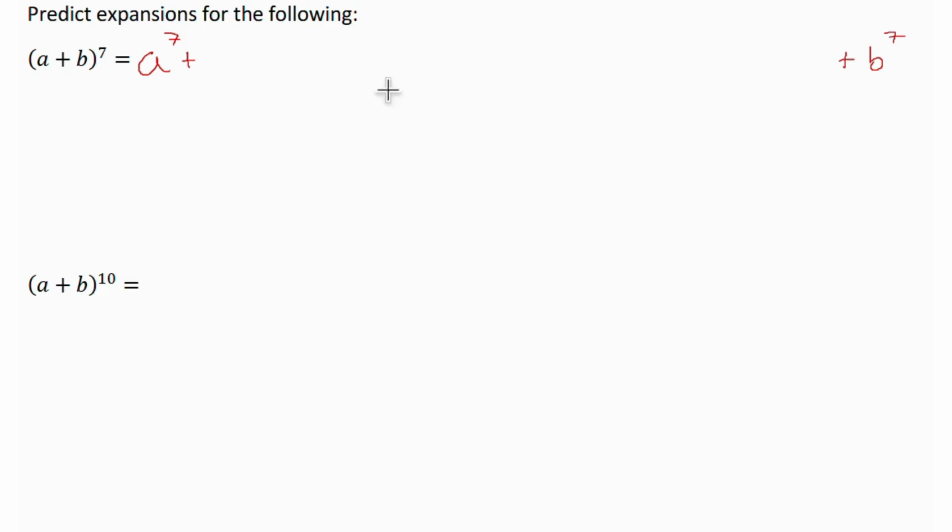Now you may have noticed some other things. The next term is a to the power of 6b, and sort of symmetrical, this one is a b to the power of 6. Now there is a number multiplying in front of these two. There is a coefficient for both of these, and you may also have spotted that in this particular case that's going to be 7. It always seems to be whatever the power was to start with.